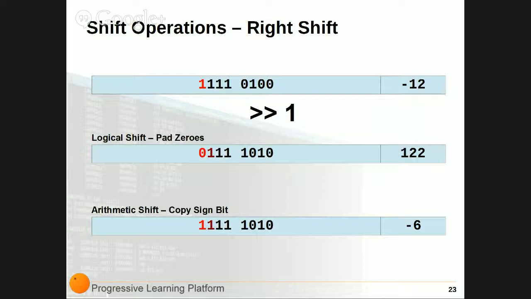How do you copy the sign? Just load it. That's the problem in your lab for tomorrow. How do you take the shift amount and actually, when you do the shift, you copy the sign bit?